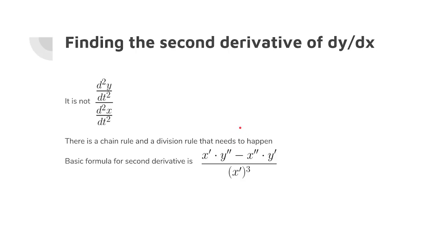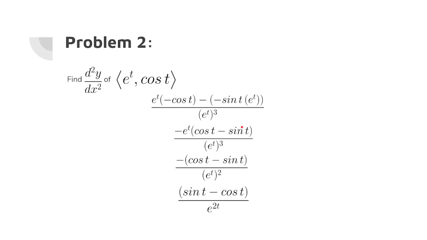Now let's put this to use with our problem. Find d2y over dx2 of the vector e^t, cosine of t. This being x and this being y.